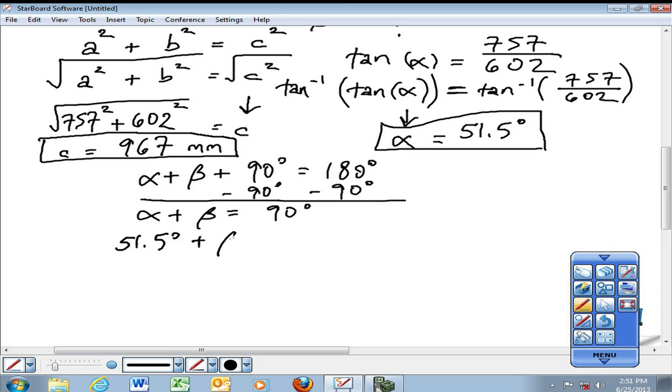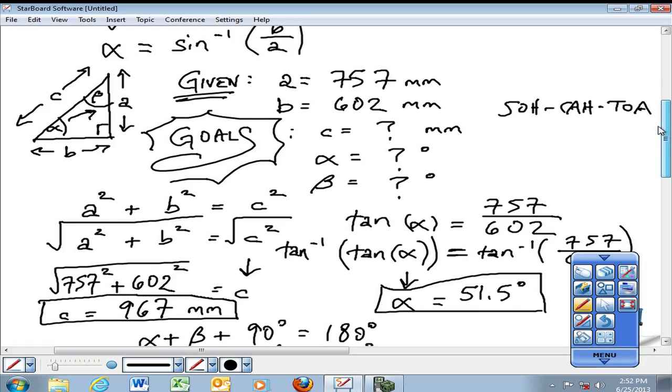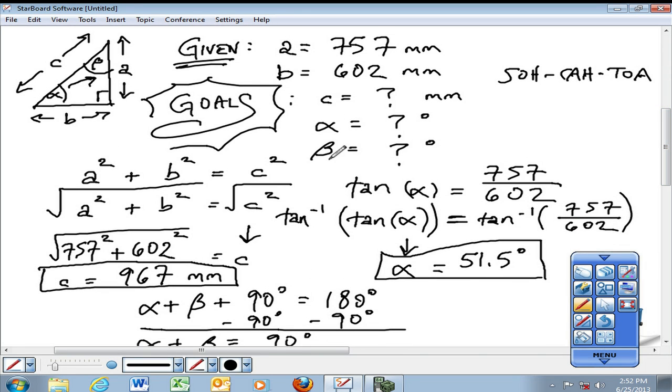In other words, we know alpha is 51.5 degrees plus beta equals 90 degrees. So now we simply isolate or solve for beta. If you take 90 degrees and subtract 51.5 degrees, you'll get something around 38.5 degrees. So this is one way to solve for beta, and that definitely meets the goals of this particular fun little problem. In other words, 1, 2, 3 goals, you're done. Show me your work and you're on your way.